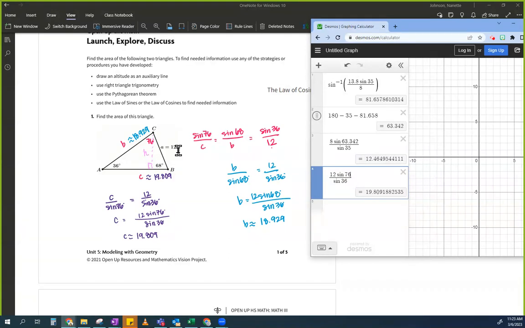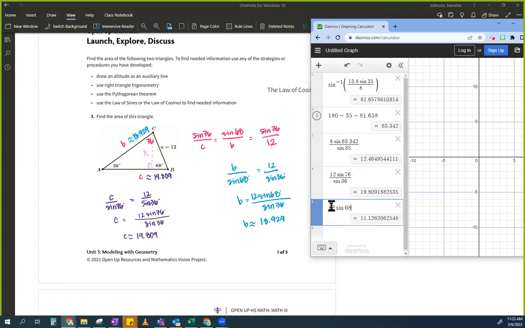Sine of 68 degrees equals H over, is that 12? 12. So 12 sine 68 is your height. So that's about what? 12 sine 68. So it's about 11.126. 11.126 is your height. So now you could just take this and find your area, right?